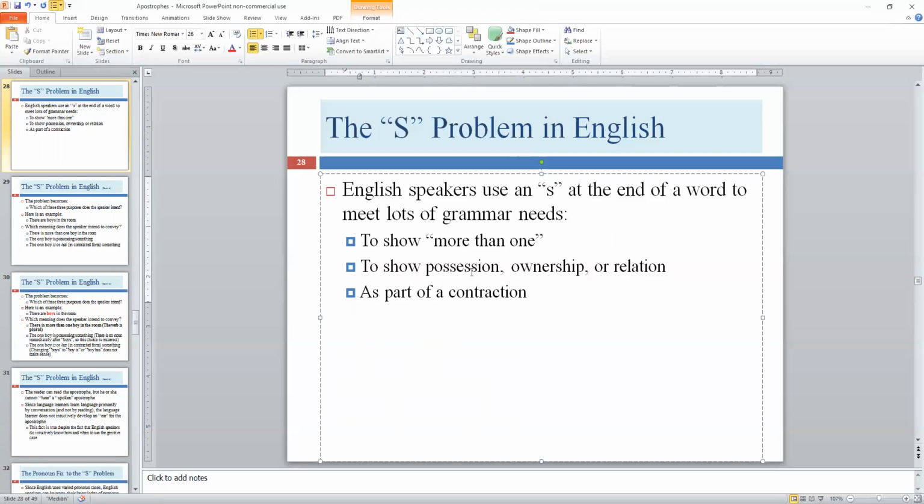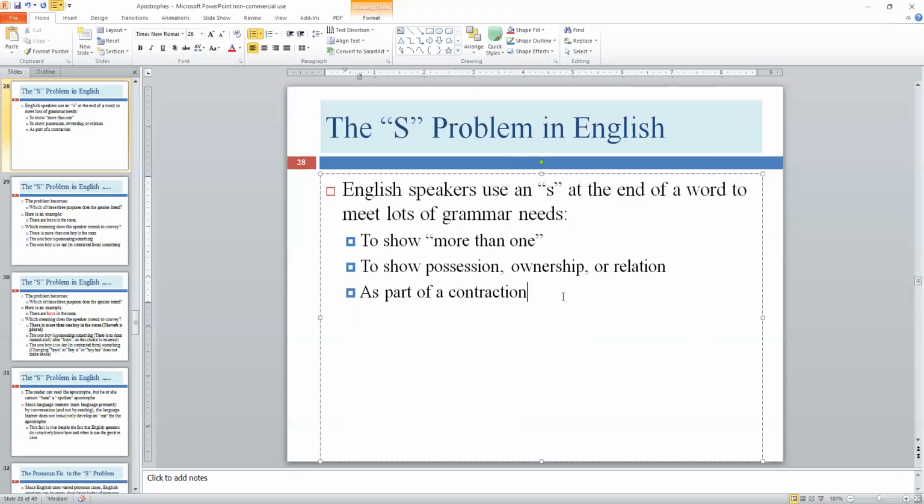We also add the S sound to show possession, ownership, or relation. Again, this is a genitive case. If I want to talk about boy and he's a subject of my sentence, I write boy. If I want to talk about the boy's bat, I have to write boy apostrophe S bat. Let me just remove my boy. And that communicates to us that this is in the genitive case. You can't hear the apostrophe, but you can see the apostrophe. So that's the second function of the S.